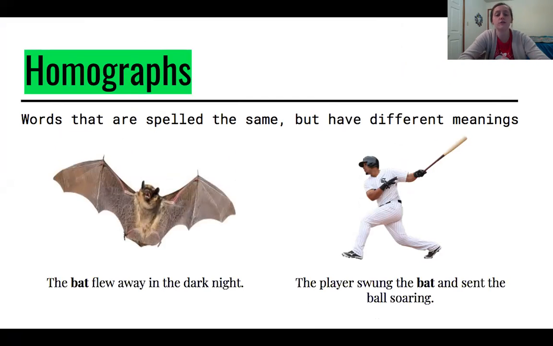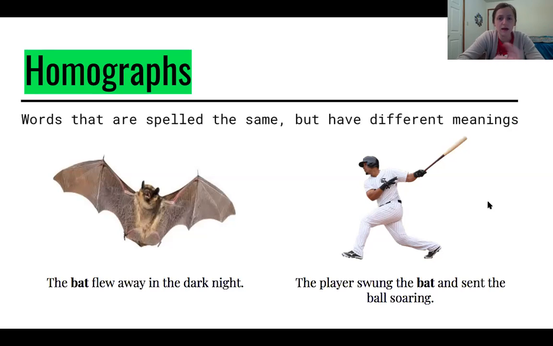So if we look at our two sentences, both bats are spelled the same, but they have very different meanings based on the sentence that we use them in. They sound the same, they're spelled the same, but those meanings are going to be totally different.